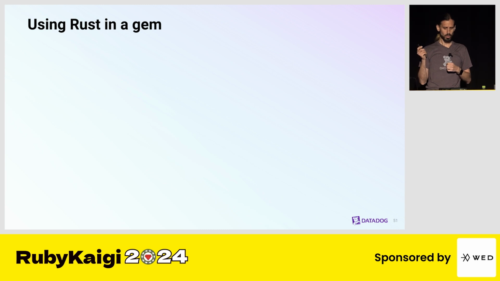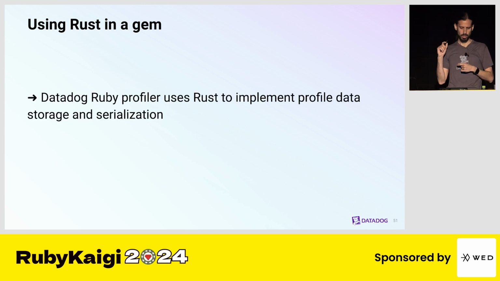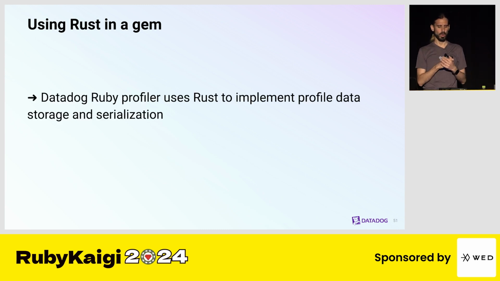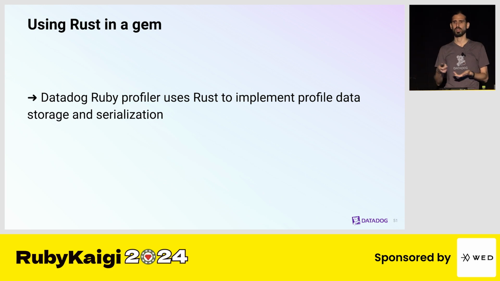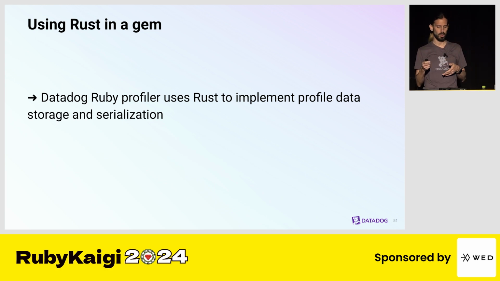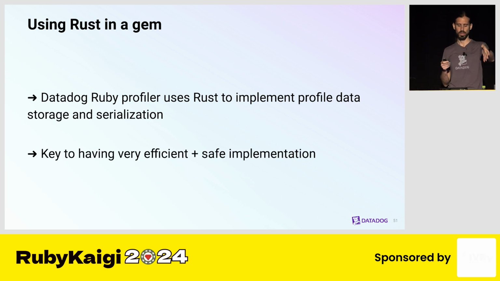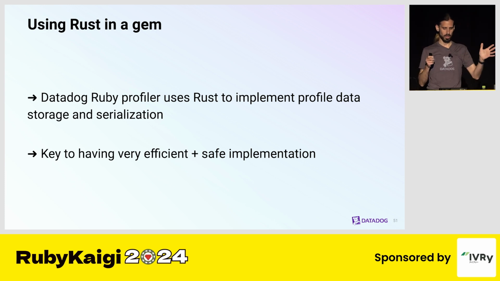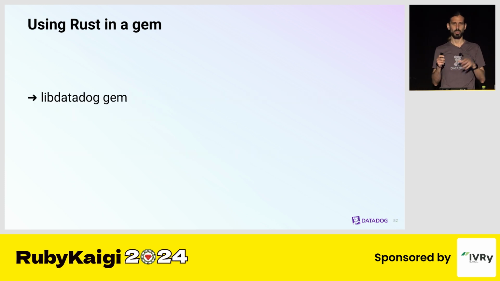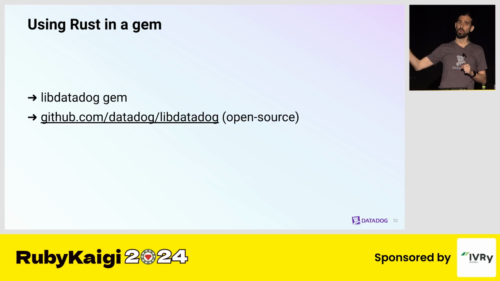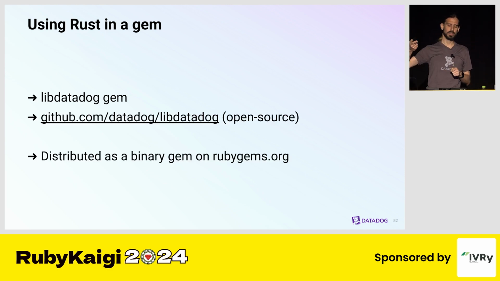So how do we do this? The Ruby profiler uses Rust to implement data storage and serialization. A bunch of these things are very efficiently and very safely implemented using Rust, which is good. We have a second gem, called the libdatadog gem. It's also open source, also up on GitHub. We distribute it as a binary gem on RubyGems, but it's the same thing you get if you build it from source.